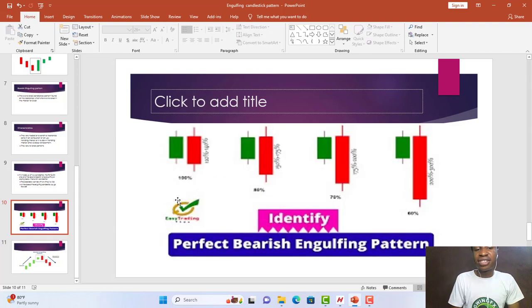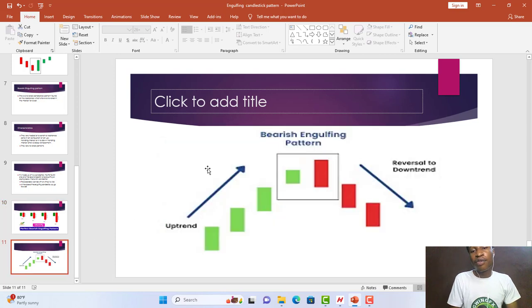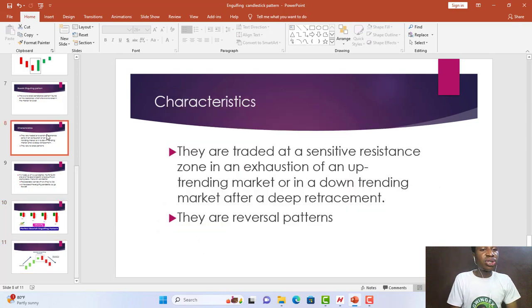At the end of the day, you see yourself making a whole lot of profit from the market.